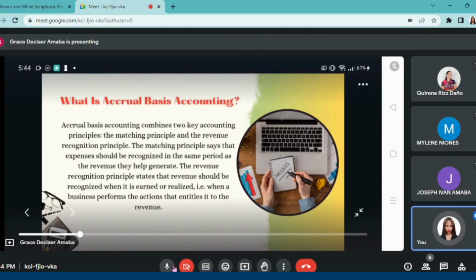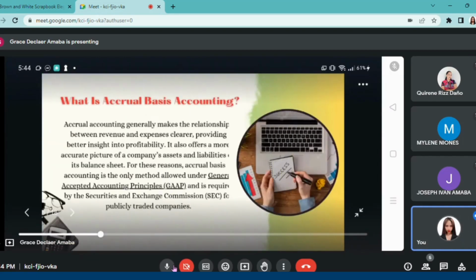What is accrual basis accounting? Accrual basis accounting combines two key accounting principles: the matching principle and the revenue recognition principle. The matching principle says that expenses should be recognized in the same period as the revenue they help generate. The revenue recognition principle states that revenue should be recognized when it is earned or realized, when a business performs the actions that entitle it to the revenue.